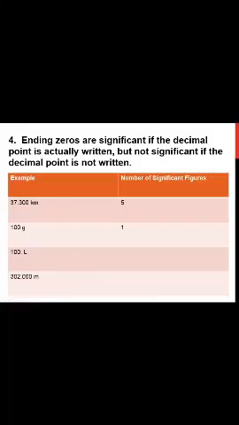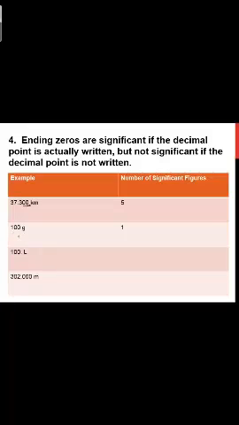Our last rule deals with trailing zeros. What do we do with the zeros that are behind numbers? This one depends on our decimal point. Ending zeros are significant and we need to count them if the decimal point is written. But if there is no decimal point written, then zeros at the end of our number do not count. So in our first example, we have zeros that are trailing. They're at the end of our number, and so our rule says it depends on our decimal point. We do have a decimal point, and so our total would be 5.